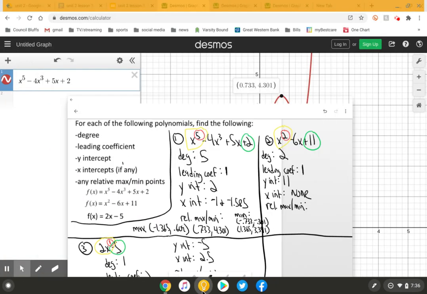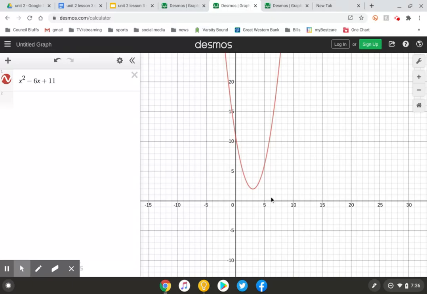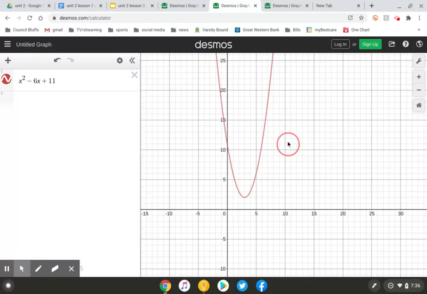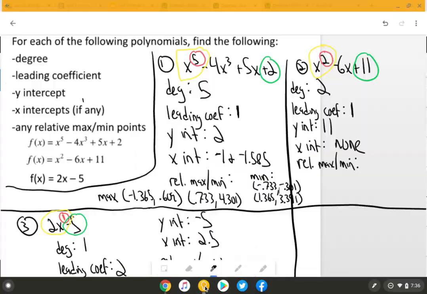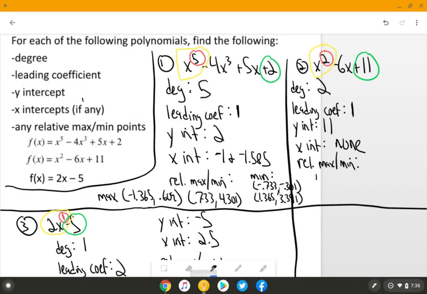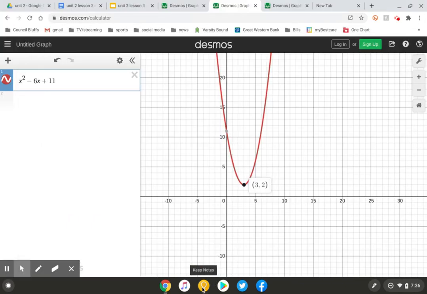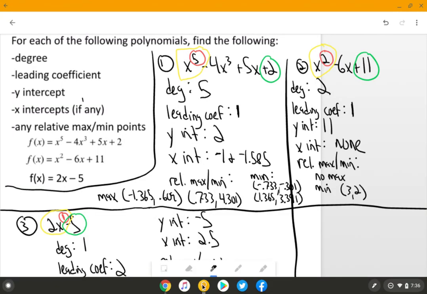In number two is a parabola because it's a quadratic. So in this case, it's U-shaped, and you can see it looks like there's only one. There's a minimum point down here at 3, 2. There's only one. So no maximum points, but there is a minimum point at 3, 2.